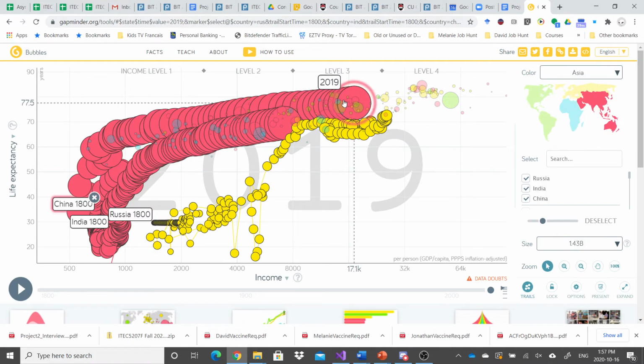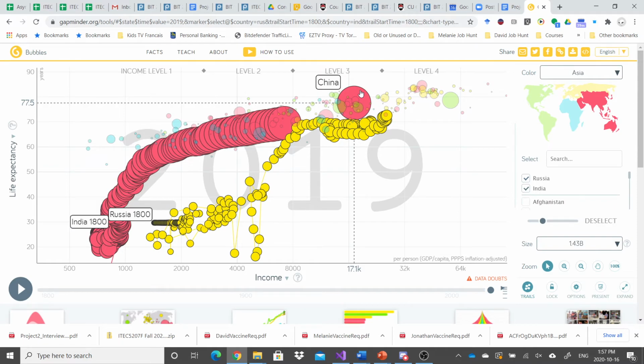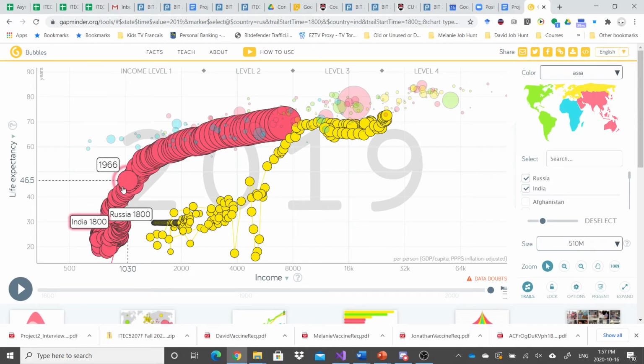And again, you can look at individual places and what they are. China, right here, where the average age is 77.5 years old in 2019. It was in 1966, let's say 66, it was 46.5 years old. That's a huge difference. And the income was $1,000, $1,000.30.